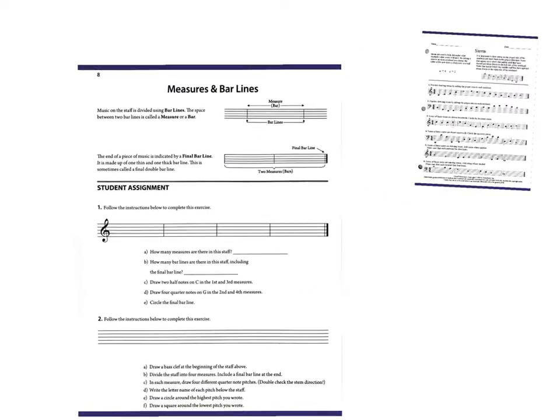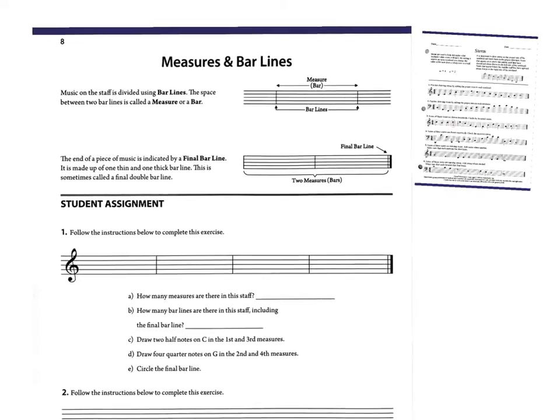Okay. Your other side of the paper is called measures and bar lines. Now, what you need to know is that the word measure and bar means the exact same thing. Typically, jazz and rock musicians will call these bars, classical musicians will call them measures. It's the same thing. They're interchangeable. I usually say measure, and then instead of saying measure line, I'll say bar line. So I kind of like this lingo here, but you can interchange them.